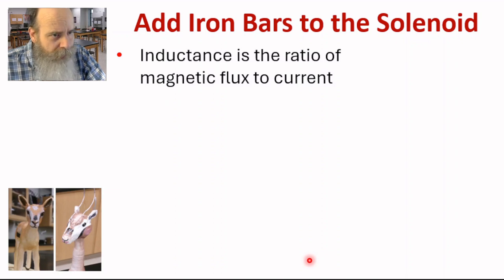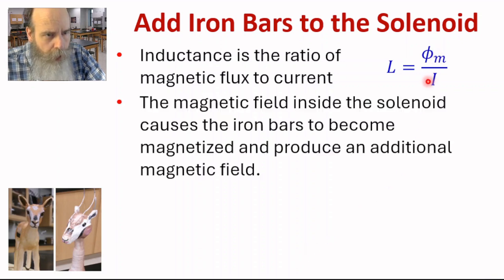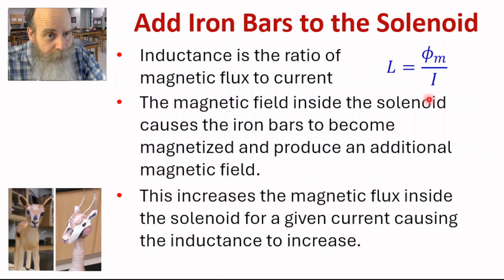When iron bars are added to the solenoid, what happens to the inductance? Let's look at the definition of inductance. It is a ratio of magnetic flux to current. Magnetic flux over current. When iron bars are put in a solenoid, the magnetic field in the solenoid will magnetize the iron bars, causing the iron bars to emit a magnetic field, increasing the total magnetic field inside and therefore increasing the magnetic flux. So for a given current I, we increase phi, causing L to increase. So when iron bars are added to the solenoid, we should increase the inductance.